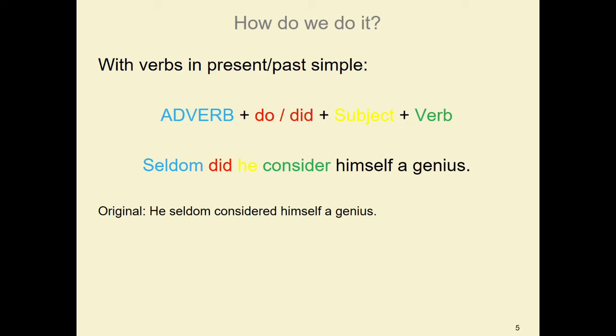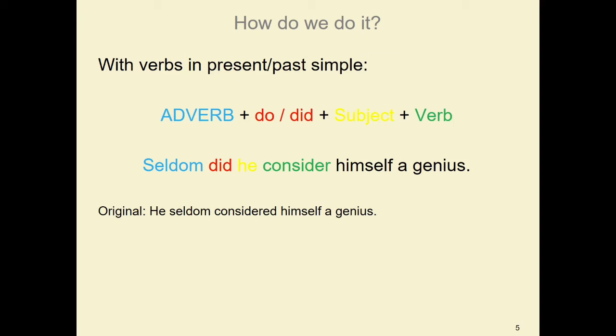Another type is verbs with present or past simple. They usually have only one verb. We're going to do the same as with do questions. We're going to add a do or a did before the subject and the verb, if it's present or past, with an adverb at the start. So something like, seldom did he consider himself a genius. We could say he seldom considered himself a genius, but saying seldom did he consider himself a genius gives another emphasis.